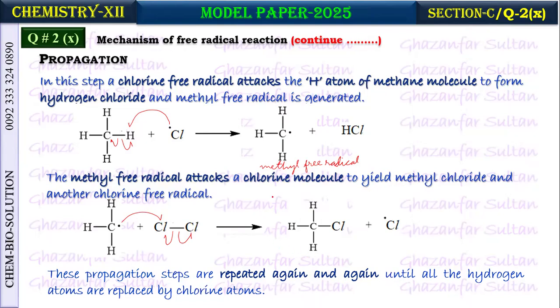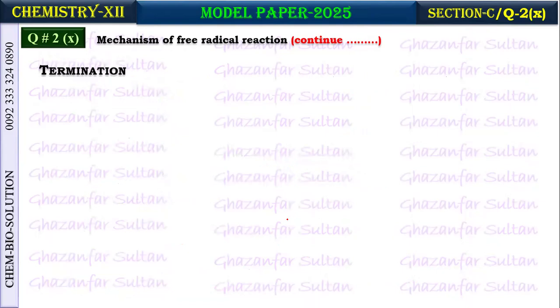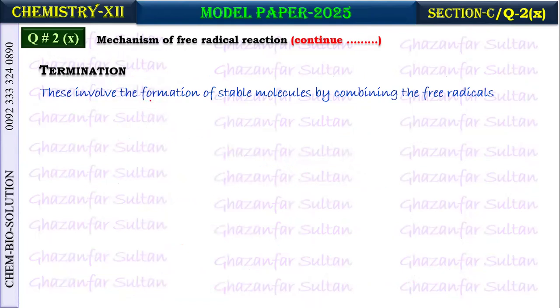If we want to terminate this reaction at any stage, this stage is called termination. It involves the formation of a stable molecule by combining the free radicals. Remember that free radicals are not stable, that's why they are very reactive. This reaction is a chain reaction because of the continuous generation of free radicals. So if you want to stop, we can introduce more free radicals into the system. Then there are more chances of collision of free radicals with free radicals.